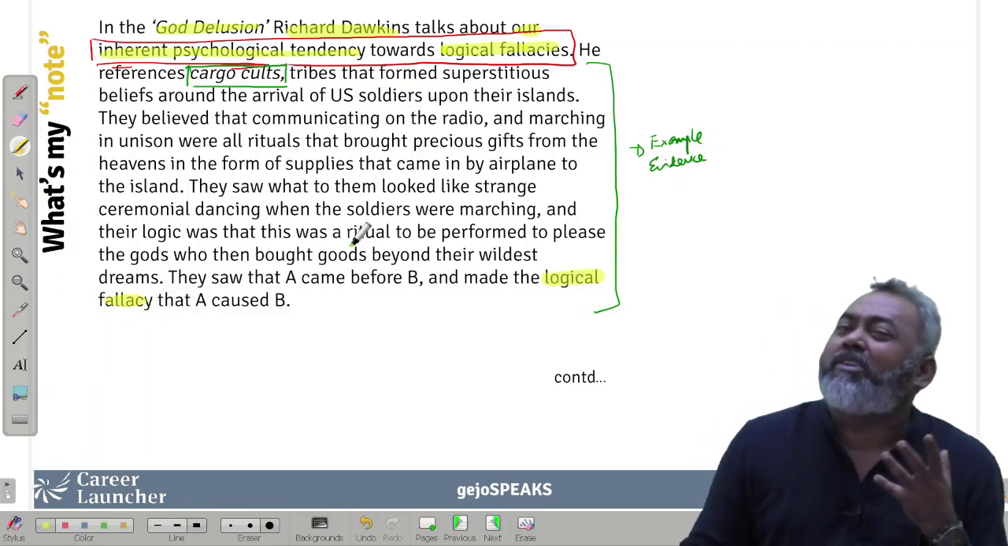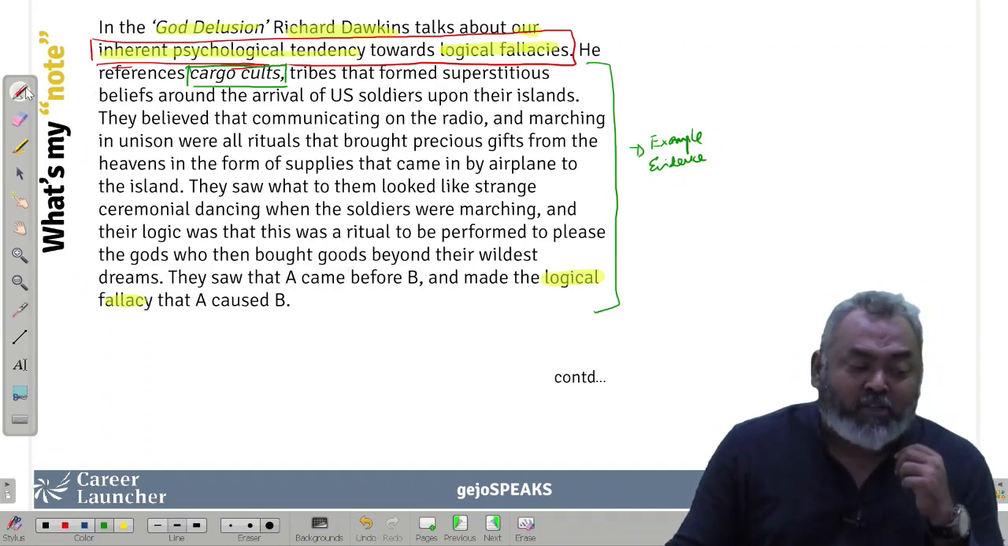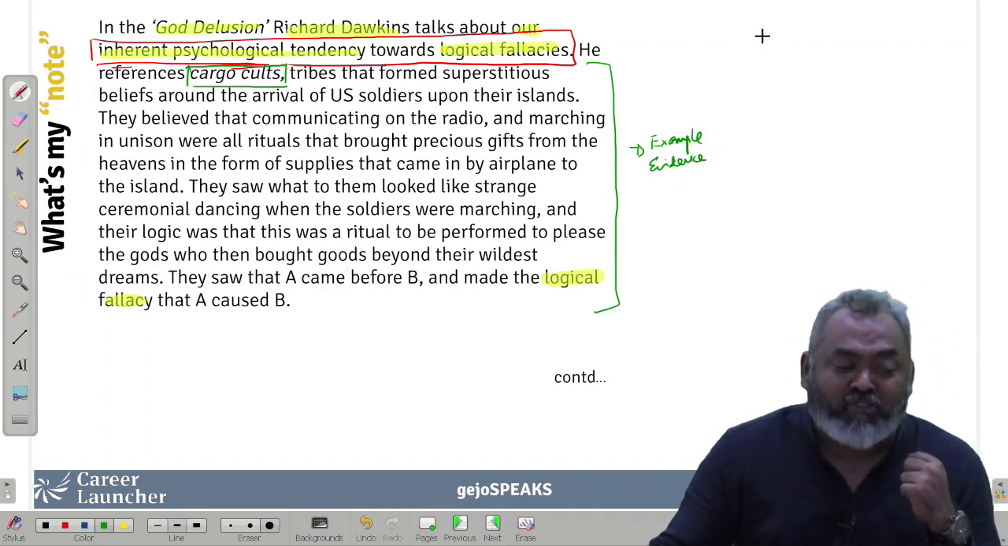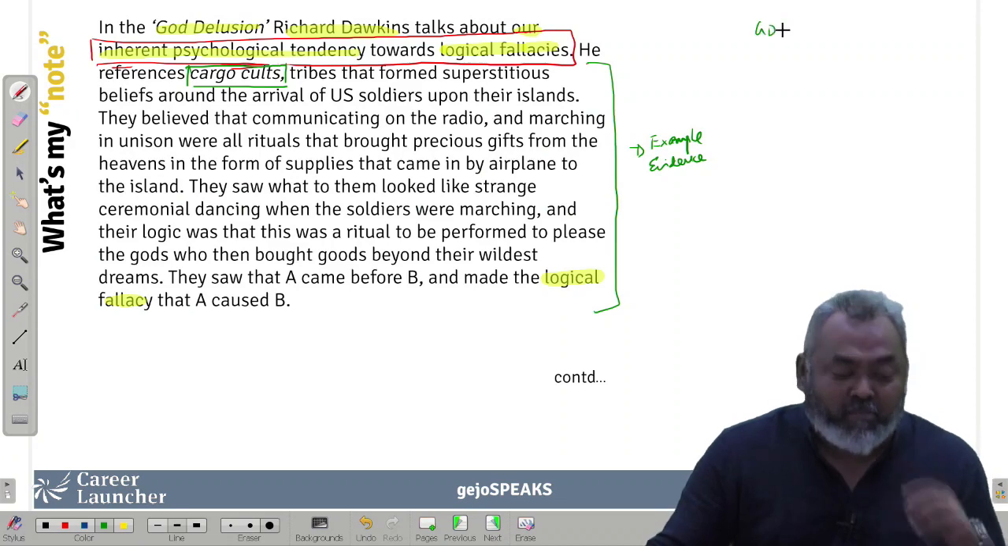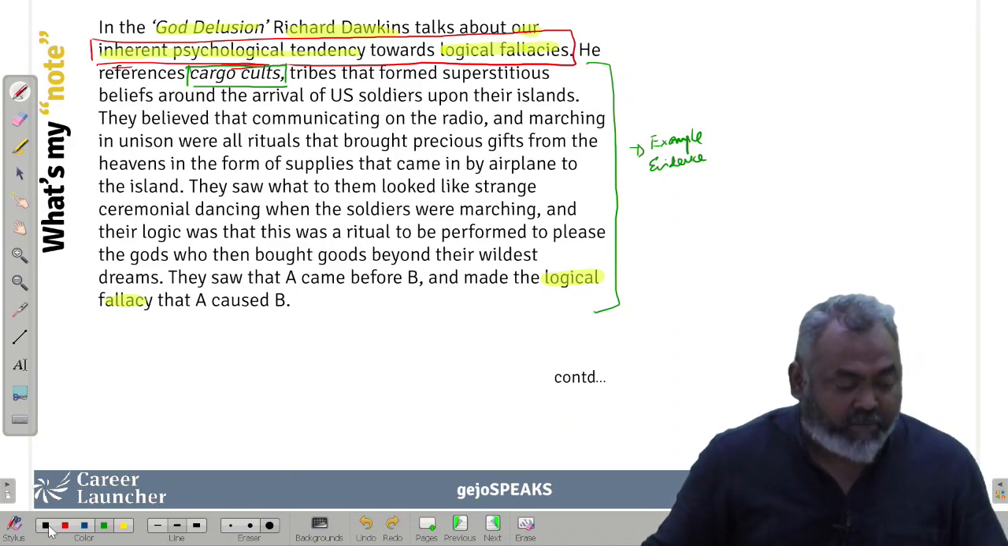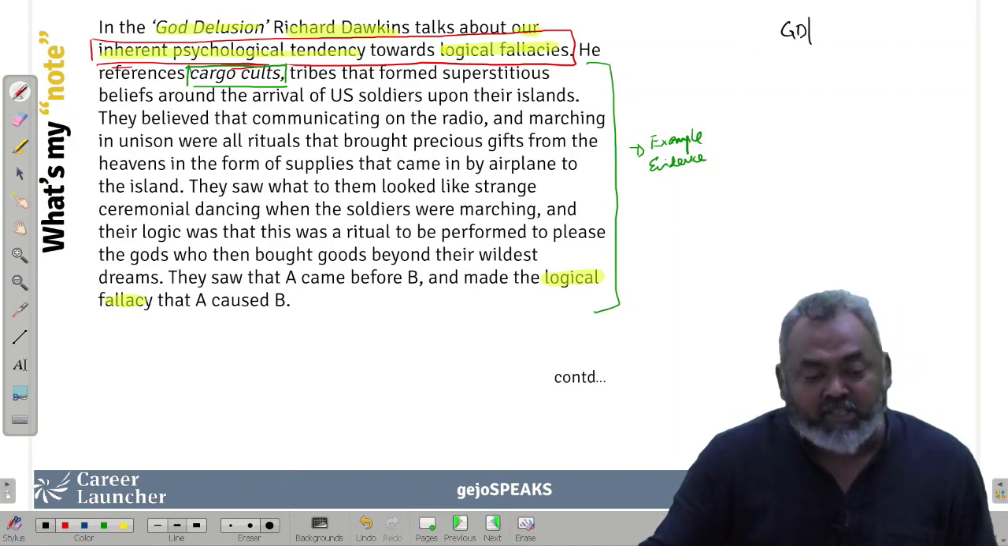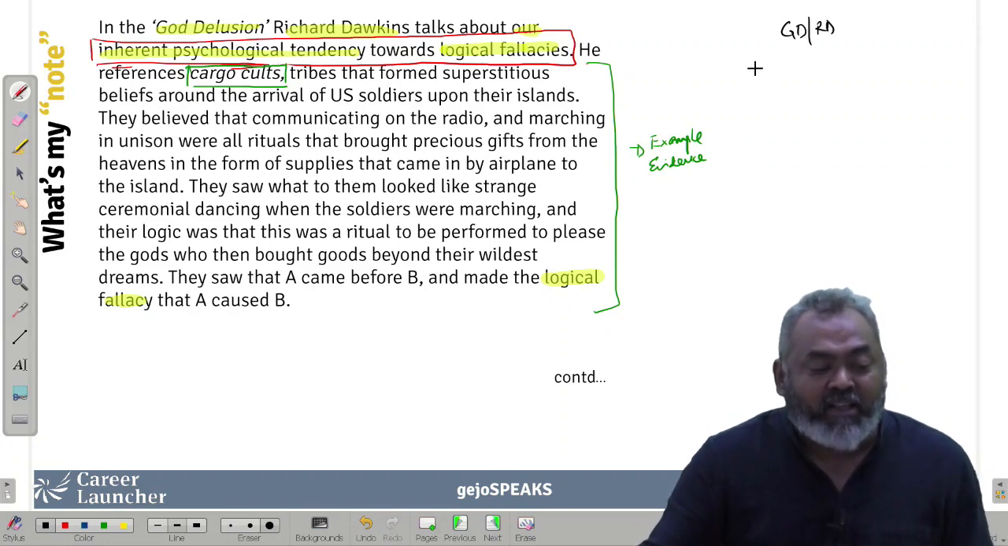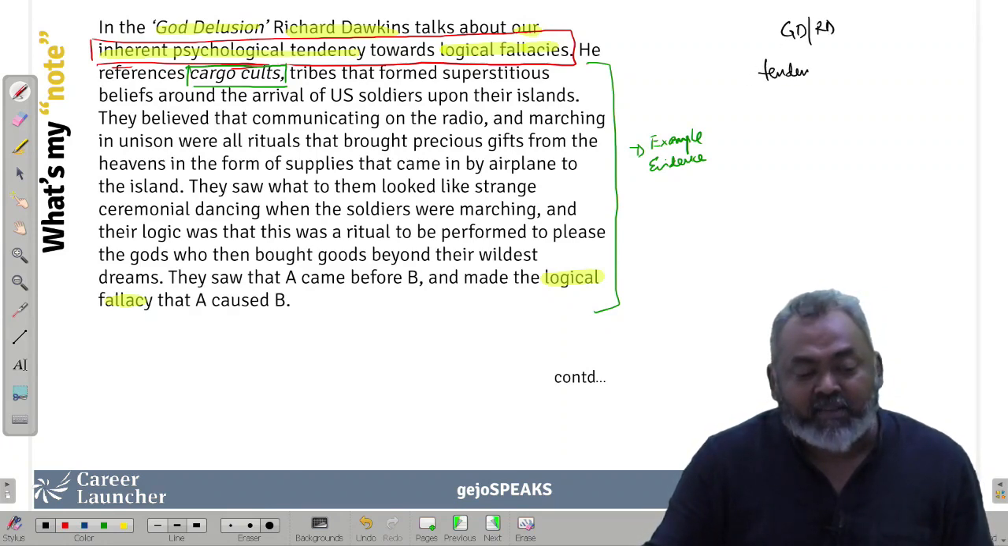So what is important here? What is important to me is, obviously, the context of the discussion: God Delusion by Richard Dawkins. Let me pick another color. And what he's saying is that we have a tendency towards making logical fallacies. Four words.